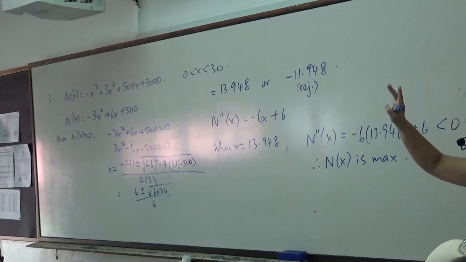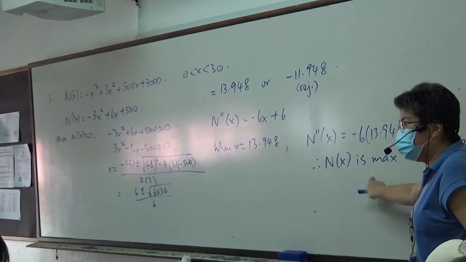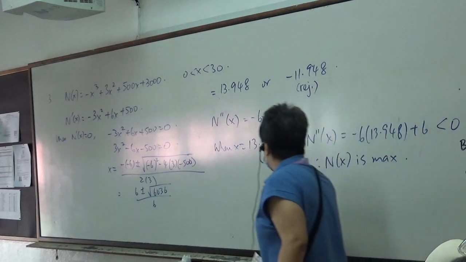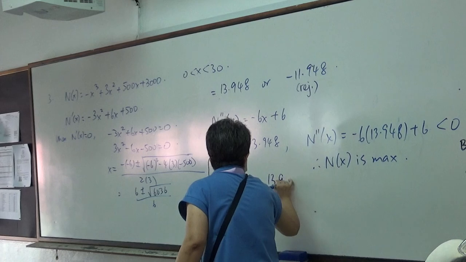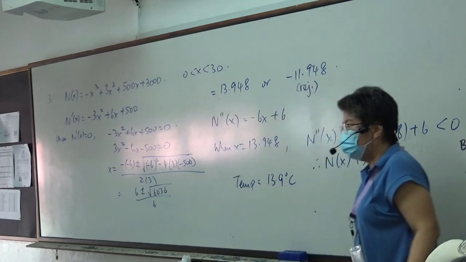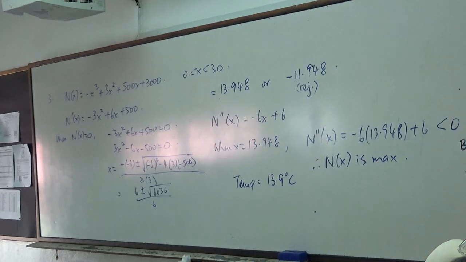Okay, then I'm going to answer the question. Actually, I told you parts 1 and 2, part 2 is redundant. Let's look at part 1. At what temperature does the number of bacteria reach its peak? We already found this is the peak. So, the temperature will be 13.9 degrees Celsius. Can see? Part 2 actually is from here already.